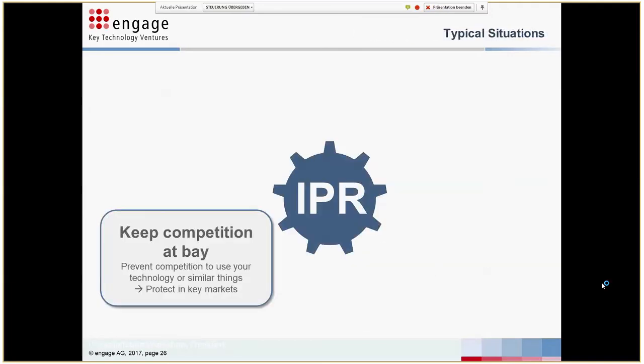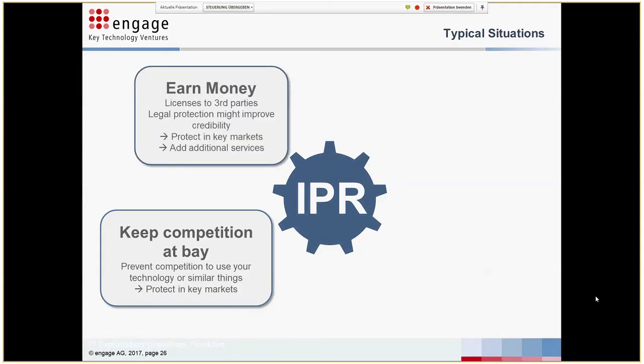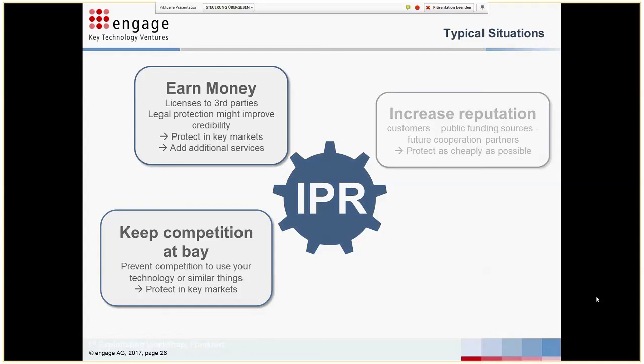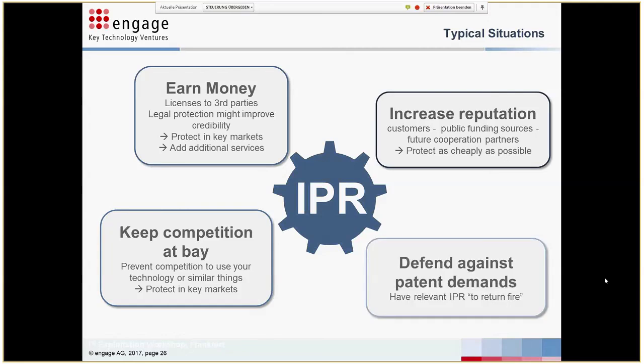So what would be typical situations when dealing with IPR? Of course, one effect is you could keep competition at bay, prevent others from using your technology. You could earn money by licensing it, but as I mentioned before, you will not earn that much money. It's, of course, a nice small income, but not much money. And you will increase reputation. A lot of research organizations do this to increase reputation. And you could defend against patent demands, but this is more for commercial companies.